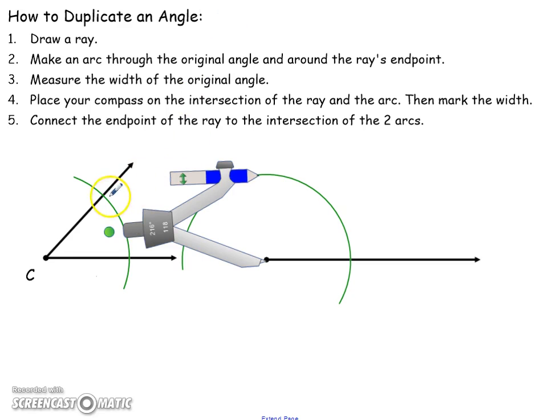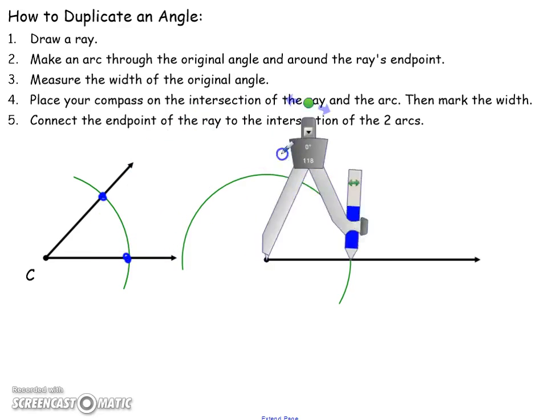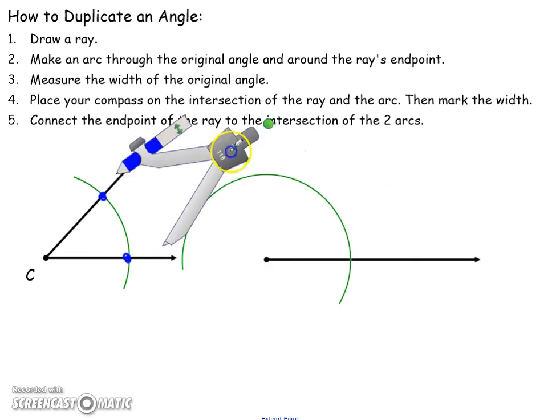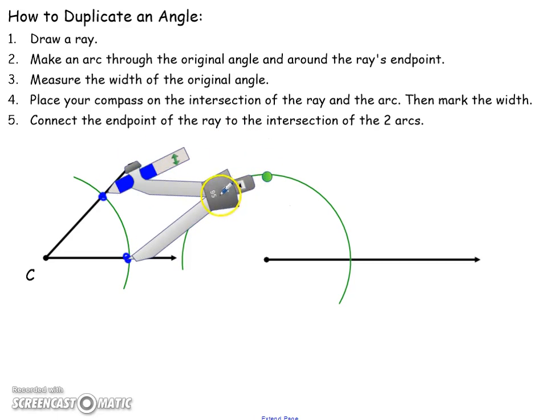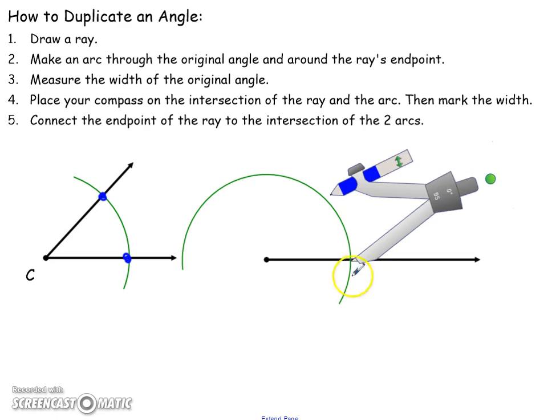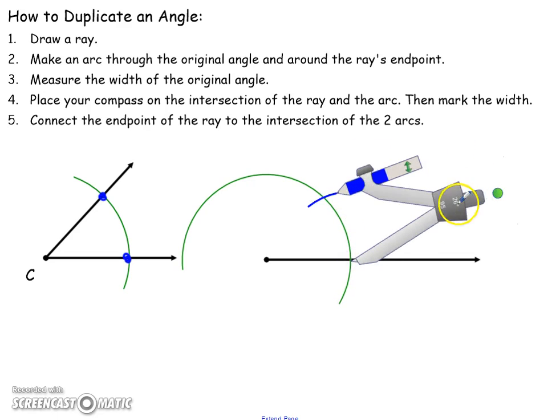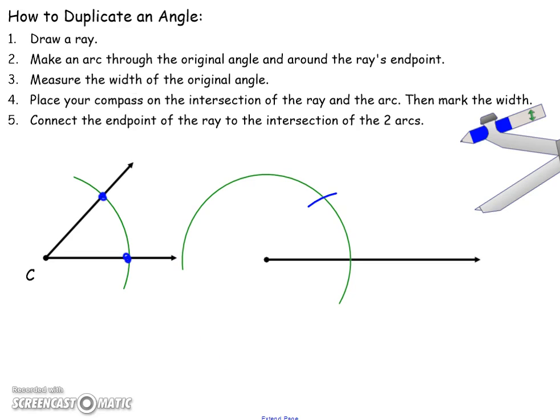Next I'm going to measure the width of the angle, which would be the intersection points here. So I'll place my compass on one of those points and my pencil on the other to show the width. Transfer that width over to my intersection here and make a mark. Take my straight edge and connect from the endpoint through the intersection, and then I have two congruent angles. This one I could name C prime.